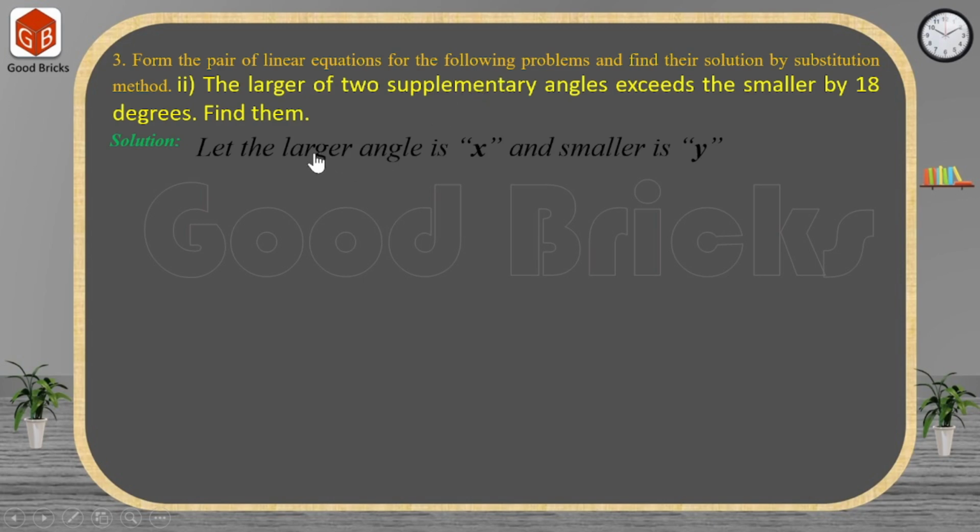First, let us assume that larger angle is x and smaller angle is y. Now since they gave difference is 18, so we are writing x minus y is equals to 18, and since those two angles are supplementary angles, we have written x plus y is equals to 180. And let us assume this as first equation and this as second equation.